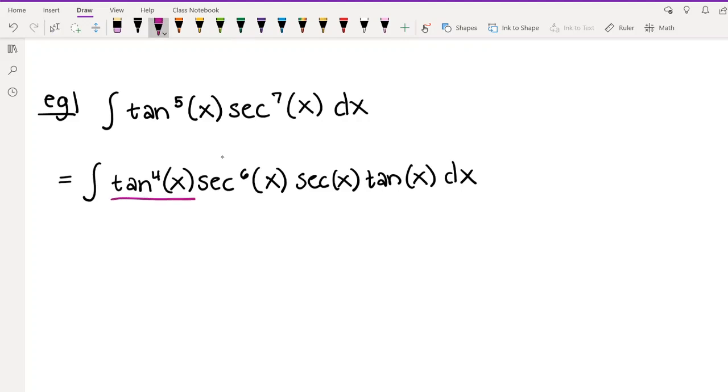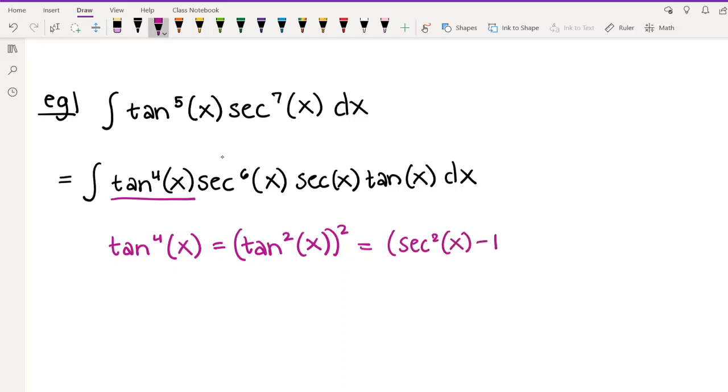Okay, so what is our identity that we're going to use in this case? Well, we know that, first of all, we need to say that tangent to the fourth of x can be written as tangent squared of x, squared, right? And then what is tangent squared of x? Well, we know that tangent squared of x is equal to secant squared of x minus 1, squared.